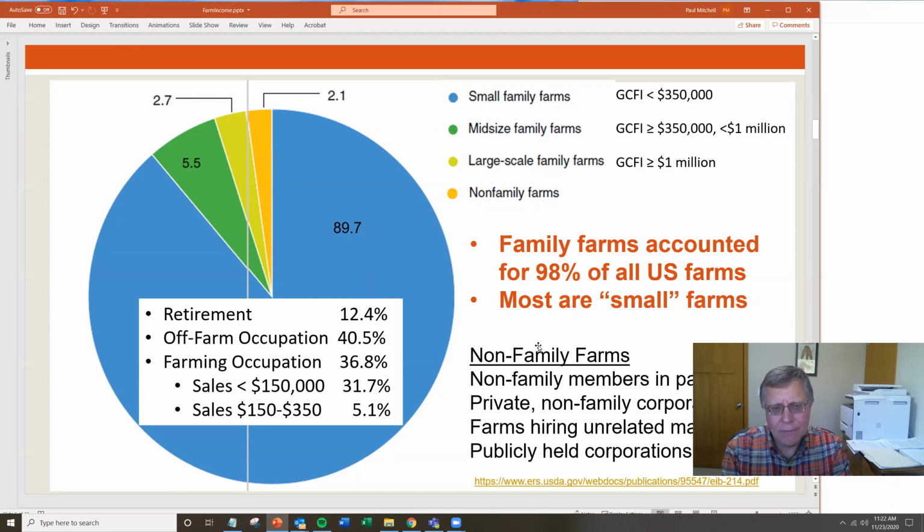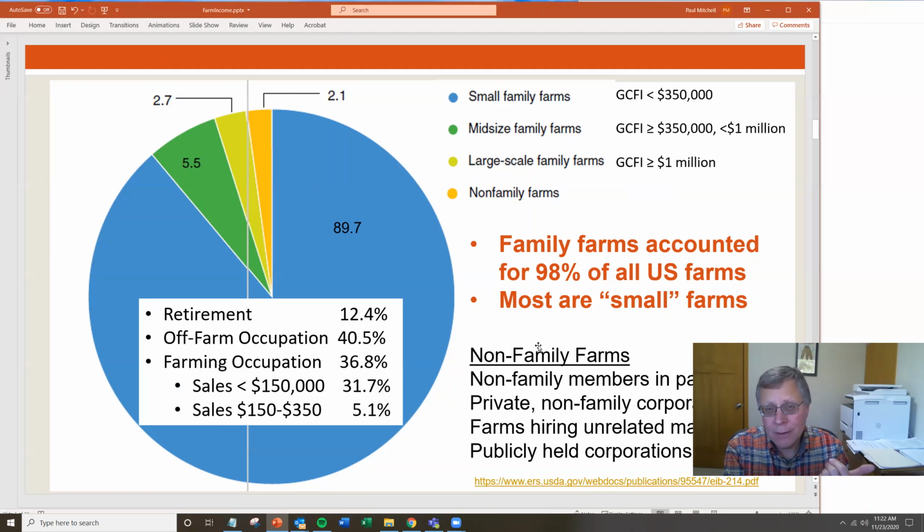Then we have these non-family farms. What this category is are non-family members working together in partnership. This would be, say, a couple non-related people. So not maybe friends or just people that work together as a family farm or as a farm. Some of them are non-family corporations that are private. And so I think both of these are non-family members working together, either as a partnership or an LLC or as a corporation.